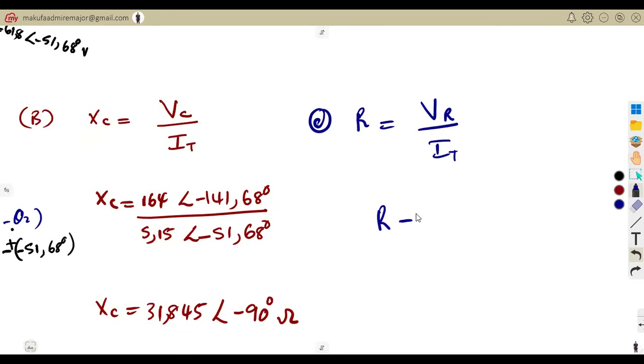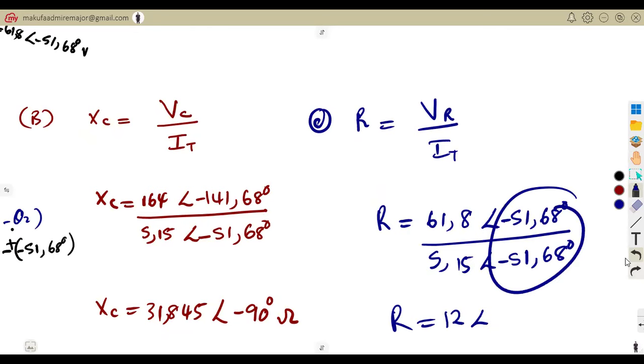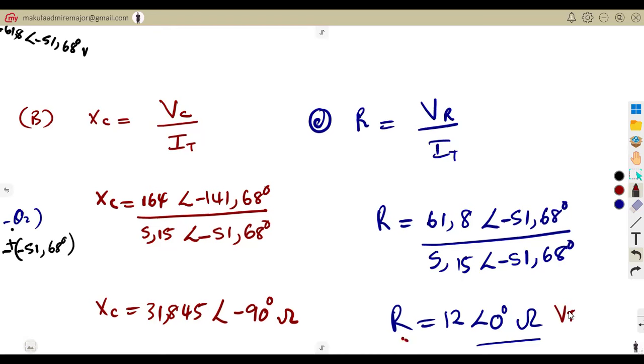Taking our VR, remember, our voltage across the resistor was 61.8 at an angle of negative 51.68. And considering our total current, this is our current as we had before, 5.15 at an angle of minus 51.68. So this is it, guys. Divide your numbers here. You're going to obtain 12. And the angles, if you subtract, that was going to give you 0 degrees. So that is to show us that truly this resistance and the total voltage are supposed to be what?